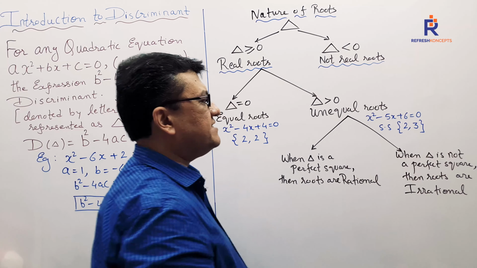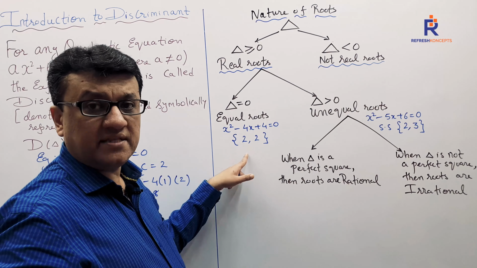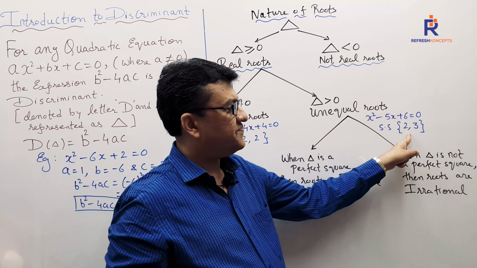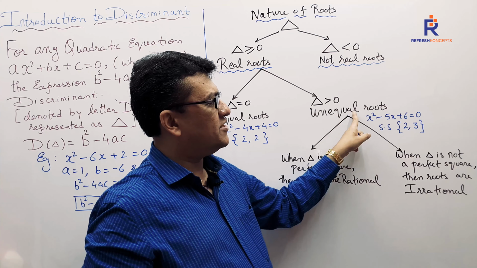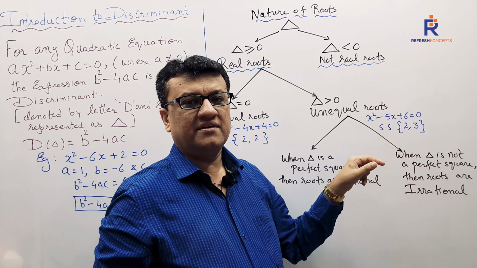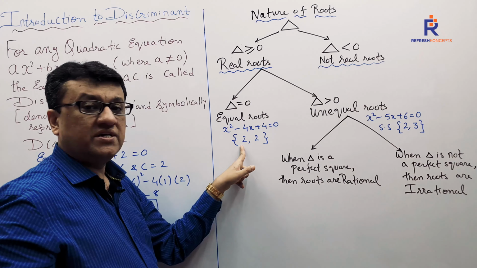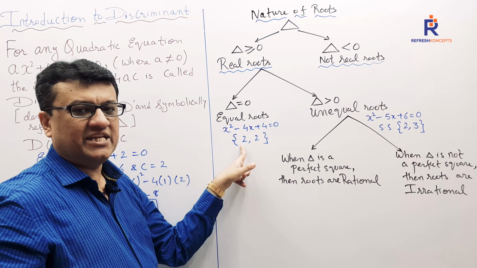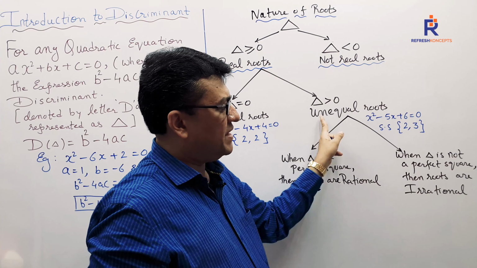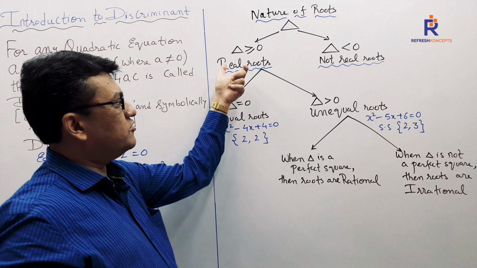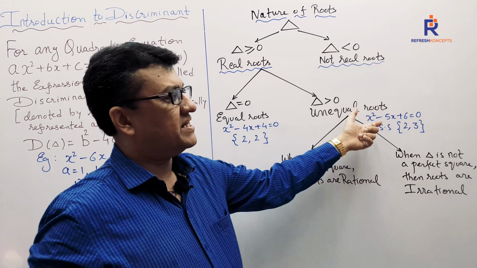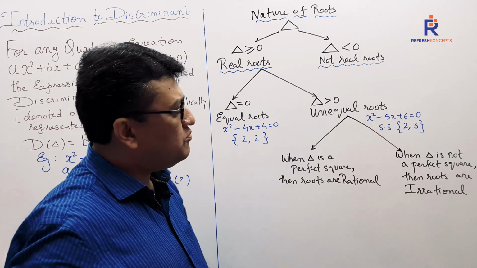Now children, as I said, here also we got two answers. Roots are going to be real, indeed, but this time they are unequal roots. You can check it out: 2 and 3, they are not equal, unlike the previous roots which were real and equal. Roots are real but unequal. I hope my students have understood what exactly I mean when I say roots are real and equal, and roots are real but unequal. Now we move further.